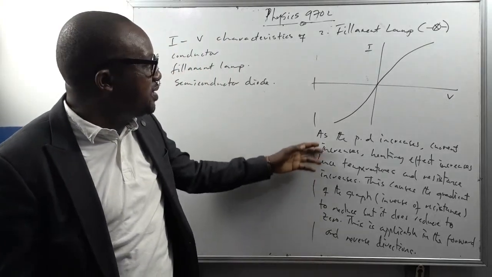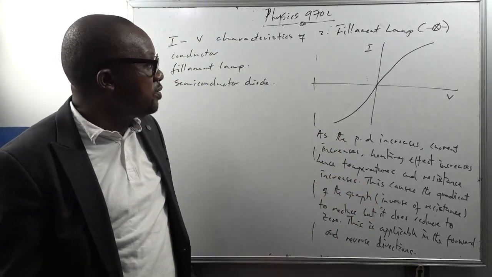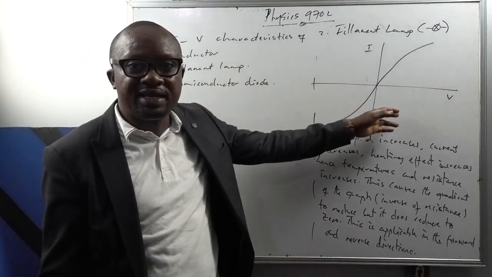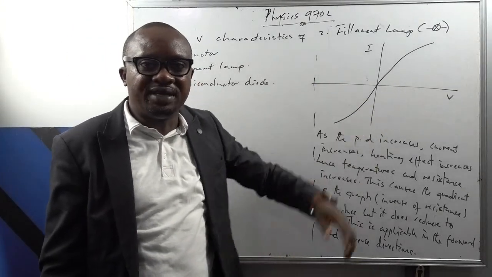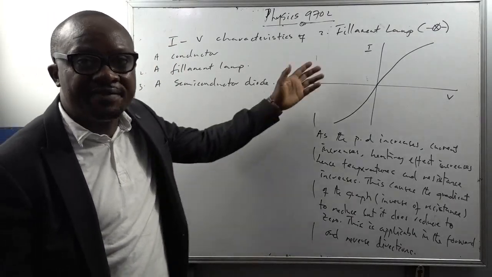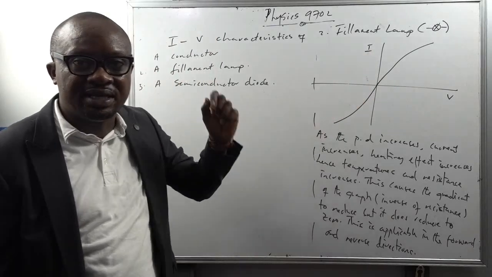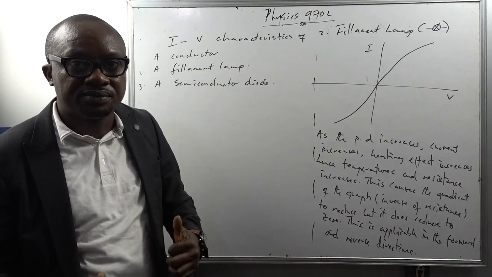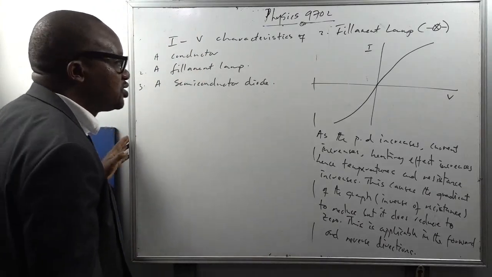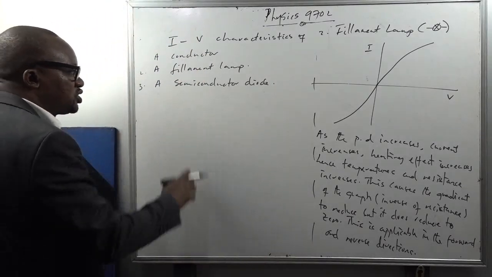This basically explains how the graph of current against potential difference in the filament lamp will look like, which is called the IV characteristics of a filament lamp. Then quickly we move over to the next one, which is for a semiconductor diode.